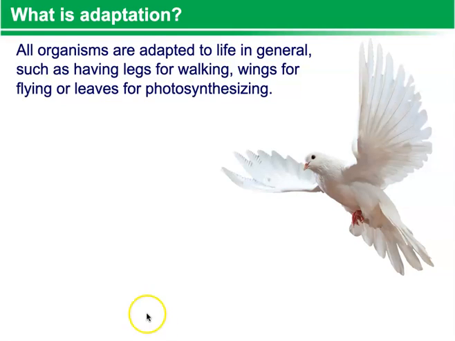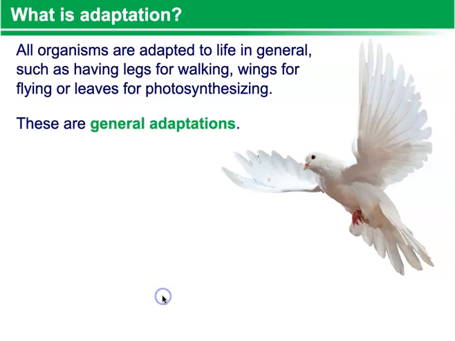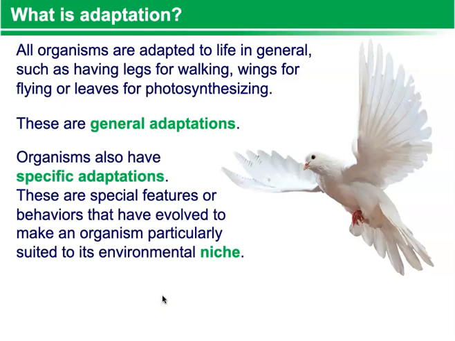What is an adaptation? All organisms are adapted to life in general, such as having legs for walking, wings for flying, or leaves for going through photosynthesis. These are termed general adaptations. Organisms also have specific adaptations that allow them to survive in their specific environments. Specific adaptations are special features or behaviors that have evolved to make an organism particularly suited to its environmental niche.